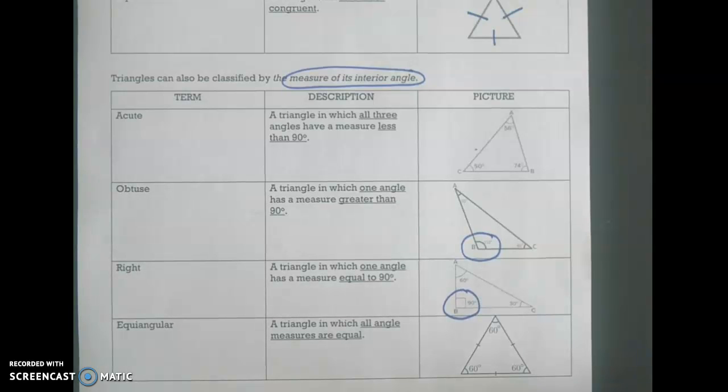And lastly, we have what's called an equiangular triangle. And this is when all the angle measures are equal. Now, because a triangle's sum of its interior angles is 180 degrees, if they're all equal, that would just be 180 divided by 3, which is 60. So in an equiangular triangle, the measures of the angles will always be 60 degrees.